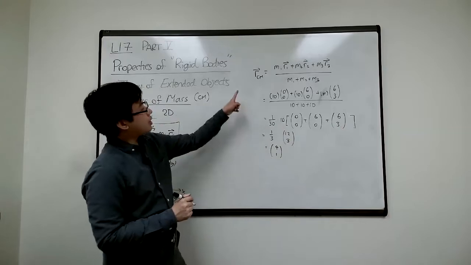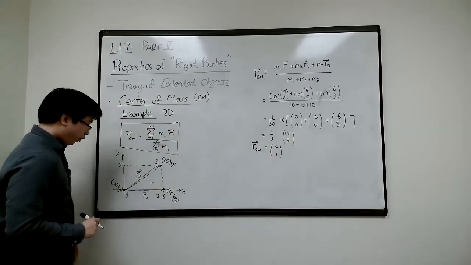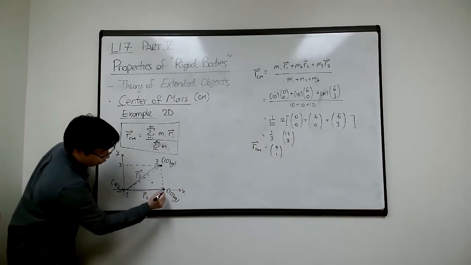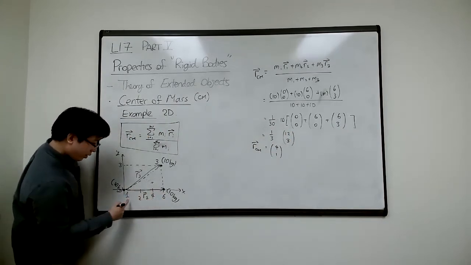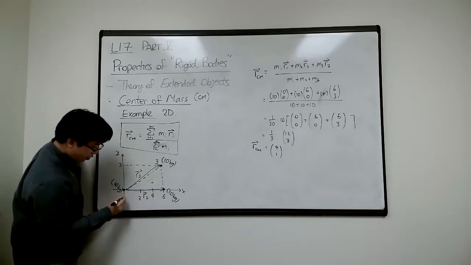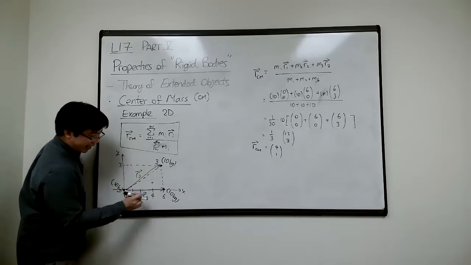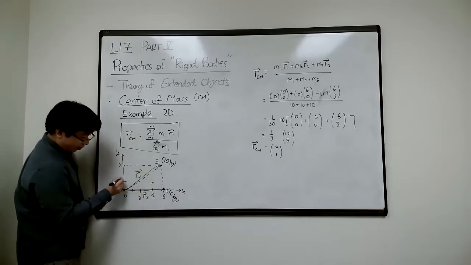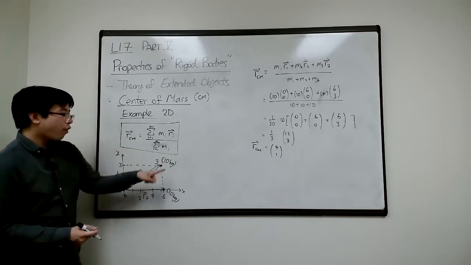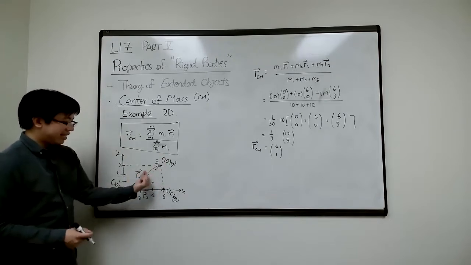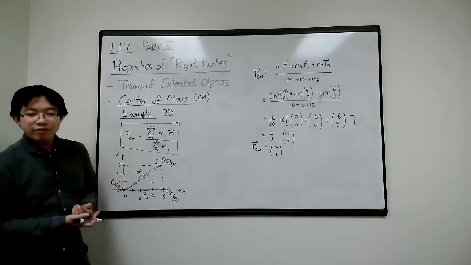So R_CM is (4, 1). Okay, so where's (4, 1)? Right, so this is 6, so 4 is roughly here, right? 0, 1, 2, 3, 4, 5, 6, roughly. And 1 is roughly here, 1, 2, 3. You see that (4, 1) is at least inside the triangle and exactly what we expect. Okay, so that's really it.